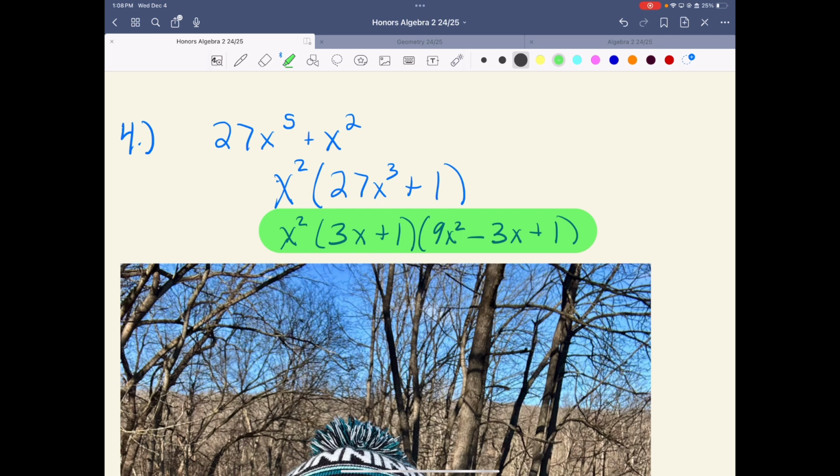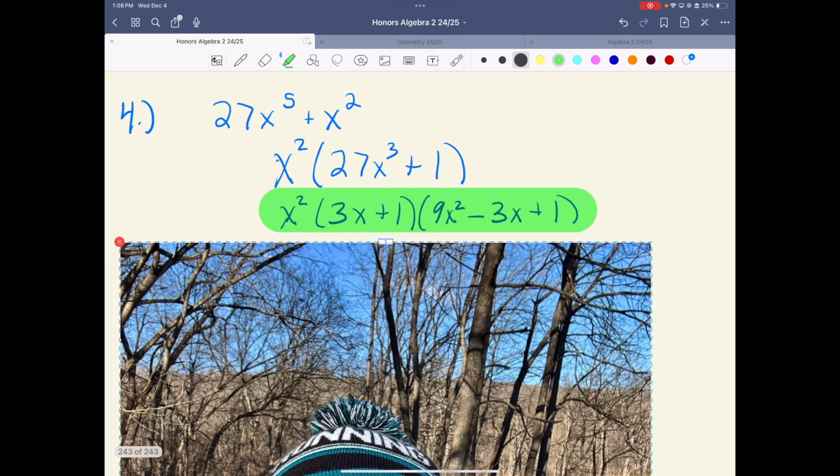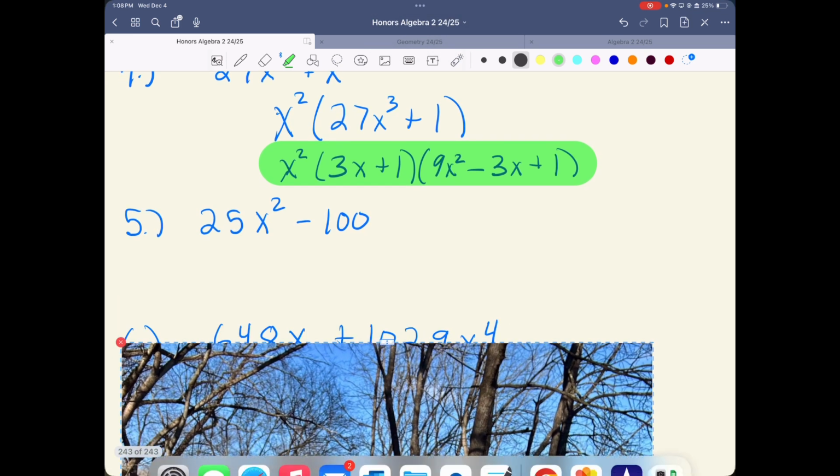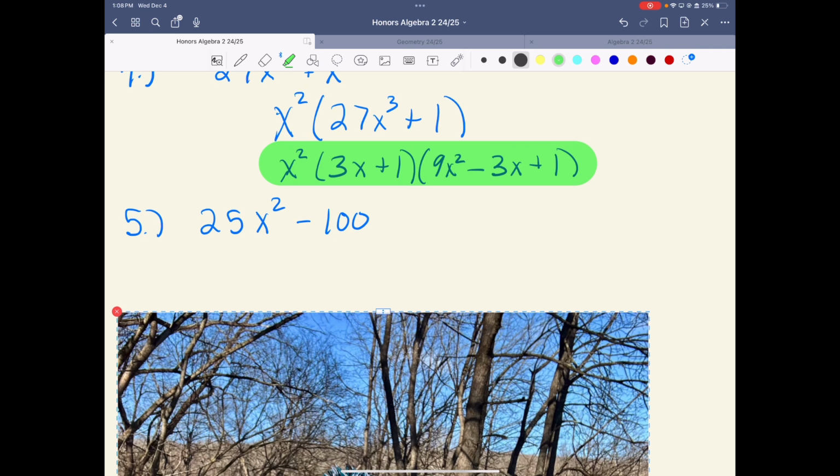So GCF. Always, always, always think GCF first, especially when you start looking at it and nothing makes sense. Now, if you don't have perfect cubes sitting there, that can then lead to some issues. Okay. Next one. 25x squared minus 100.